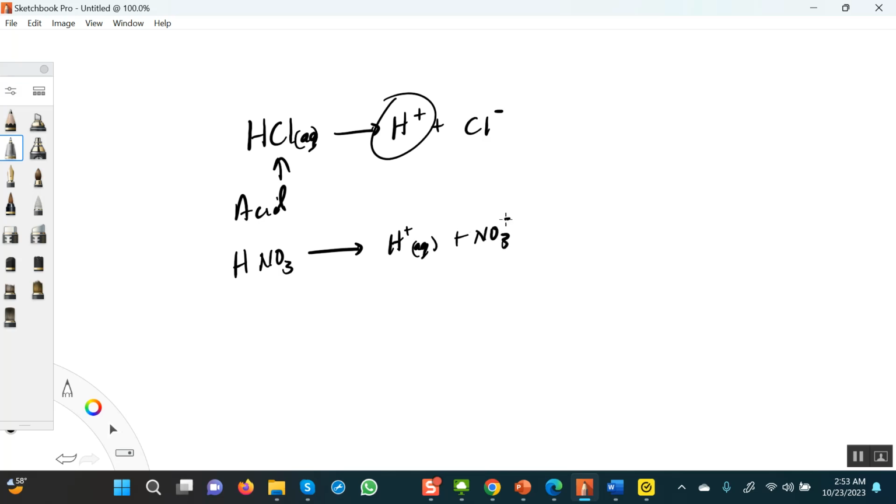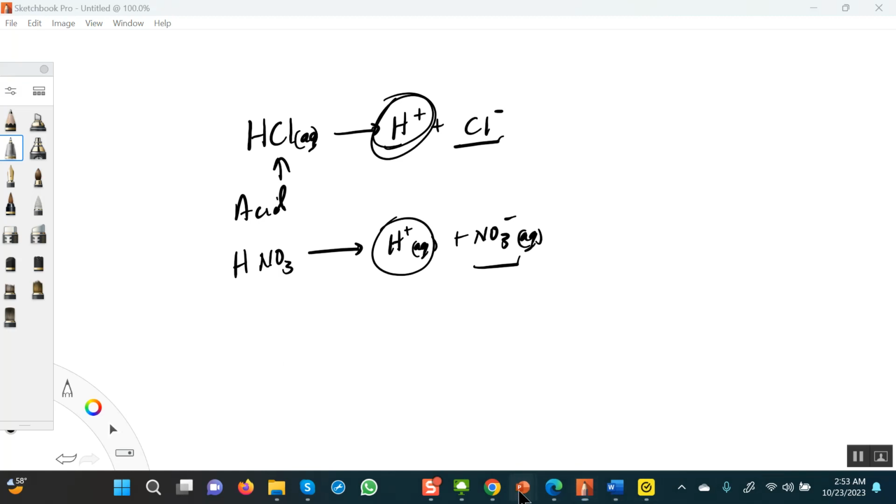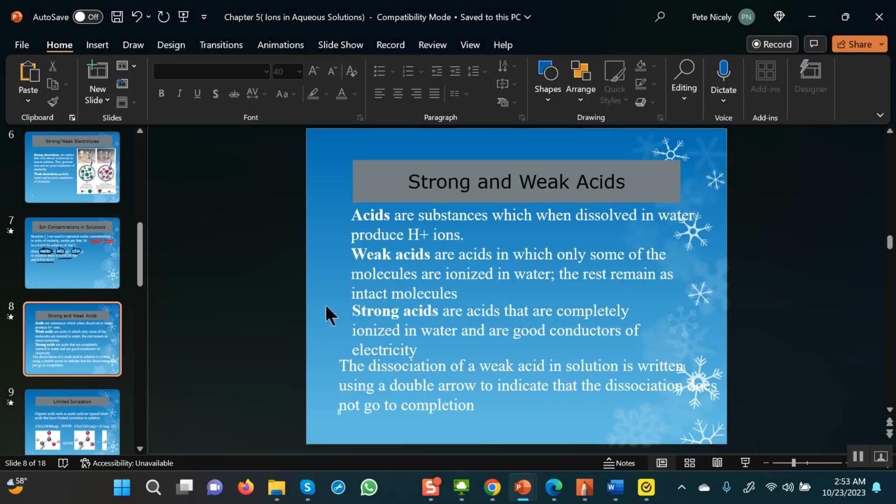So basically, this is what all acids have in common. They dissociate to form hydrogen ions. Now, they will form some other negatively charged ion, but the main thing that makes this an acid and this an acid is the fact that when they dissolve in water, they produce hydrogen ions, all right? So let me go back to the PowerPoint here and continue our discussion.